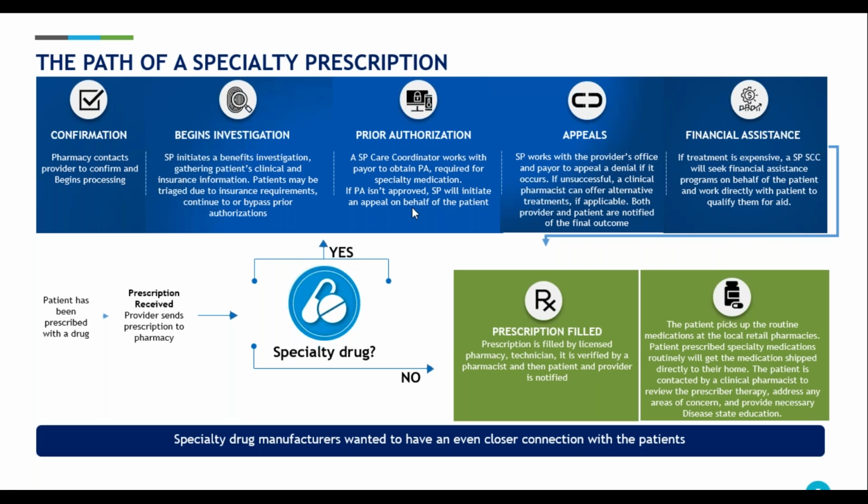When they start the processing, the first thing they do is benefits investigation, where they look at the patient's clinical characteristics and the disease for which the drug has been prescribed, and they also look at the insurance information. At that point they'll be able to confirm if they have a tie-up with the payer to get the drug reimbursed for the plan that the patient is on with that payer.